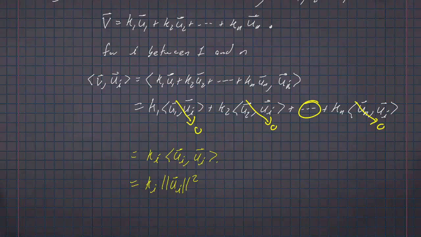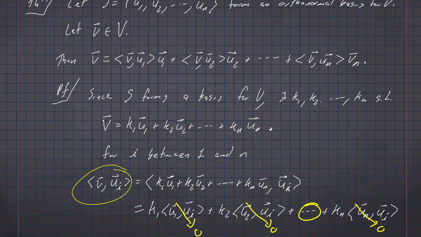And because this is a normalized set, that means that all of these norms are 1. So that's how I get that Ki is the inner product of V and Ui. And we can do this for each i between 1 and n. And by substitution, that will get us to the equation that we started with. Our vector V is just that sequence of inner products.